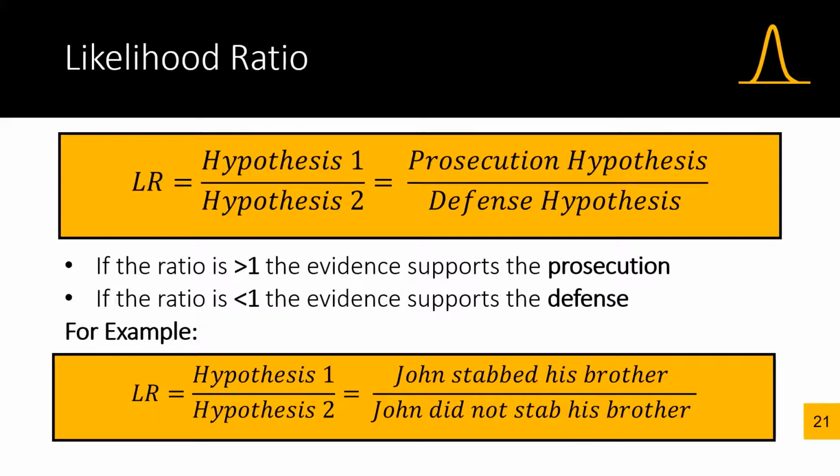Therefore, if the ratio is greater than 1, or there is more evidence pointing towards John stabbing his brother, then the evidence supports the prosecution. While if the ratio is less than 1, or there is more evidence to support John not stabbing his brother, the evidence supports the defense.